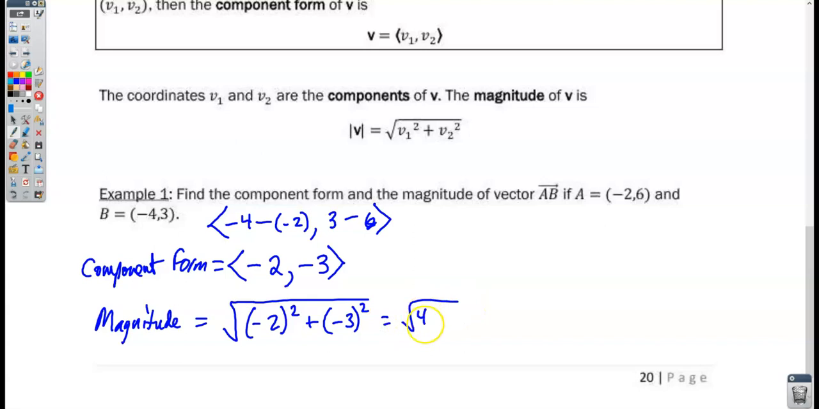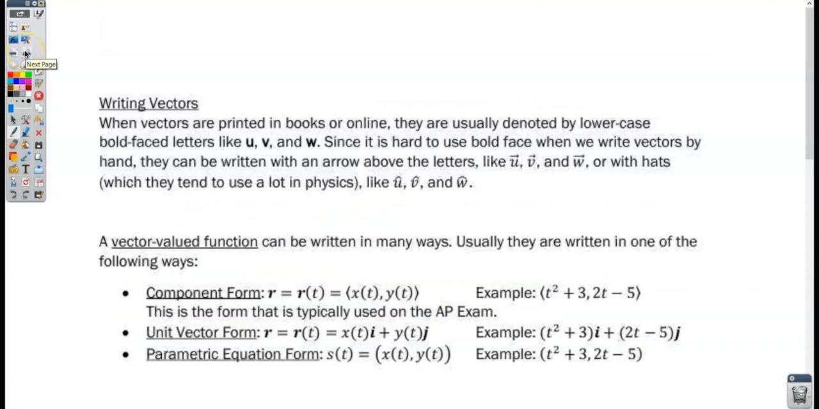And if we do all that, we end up with the magnitude being square root of 13. All right. Writing vectors.